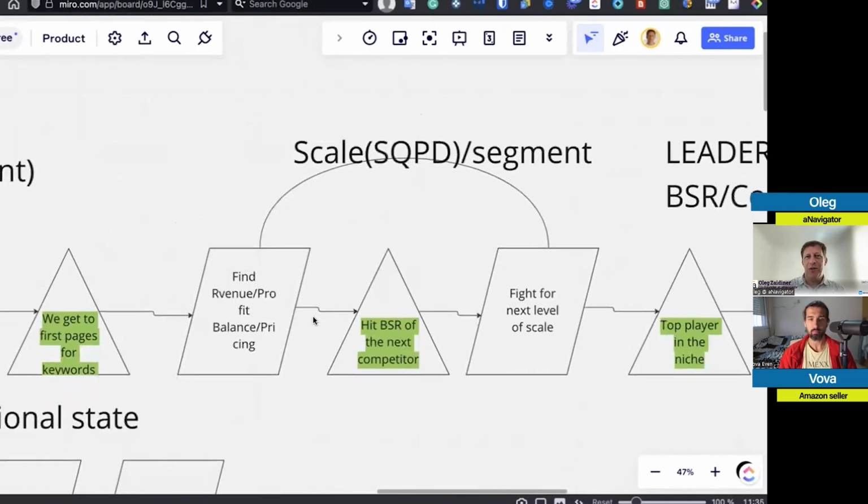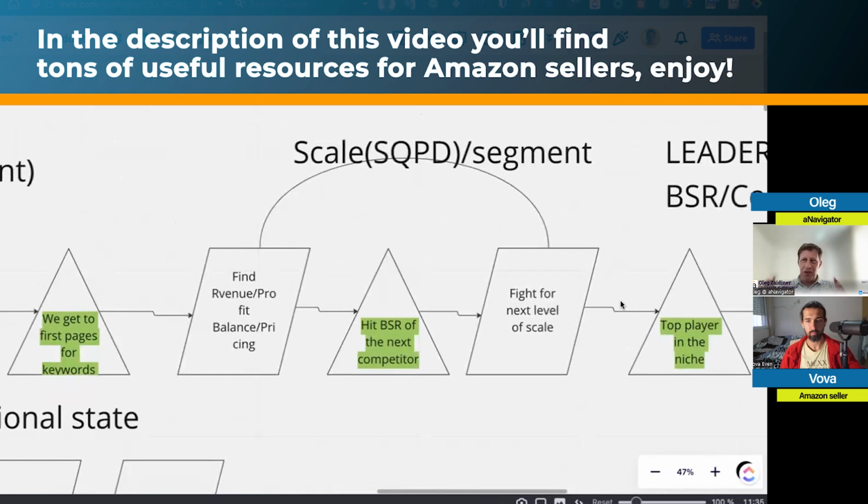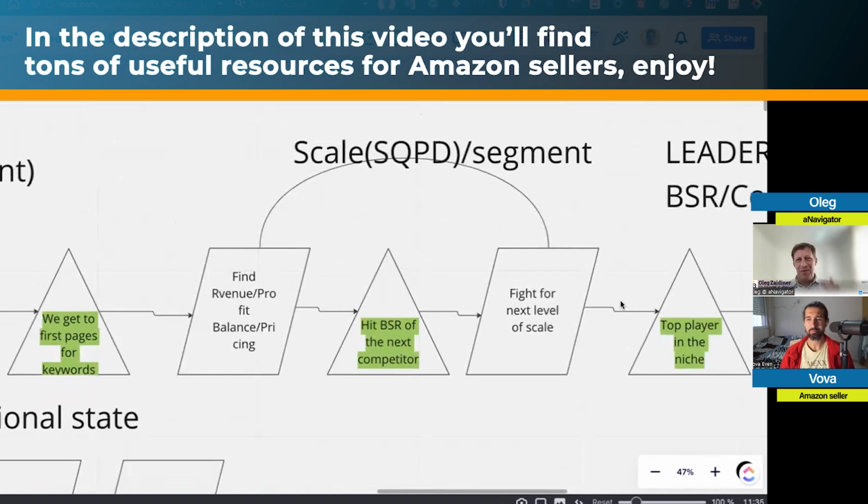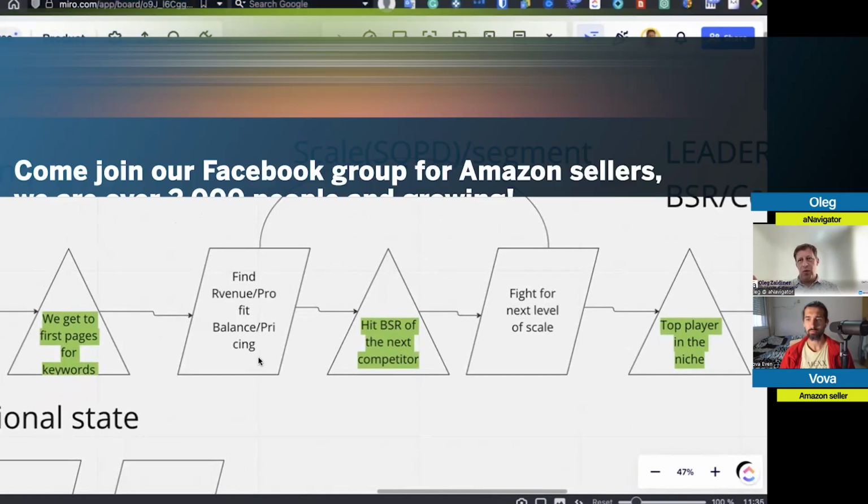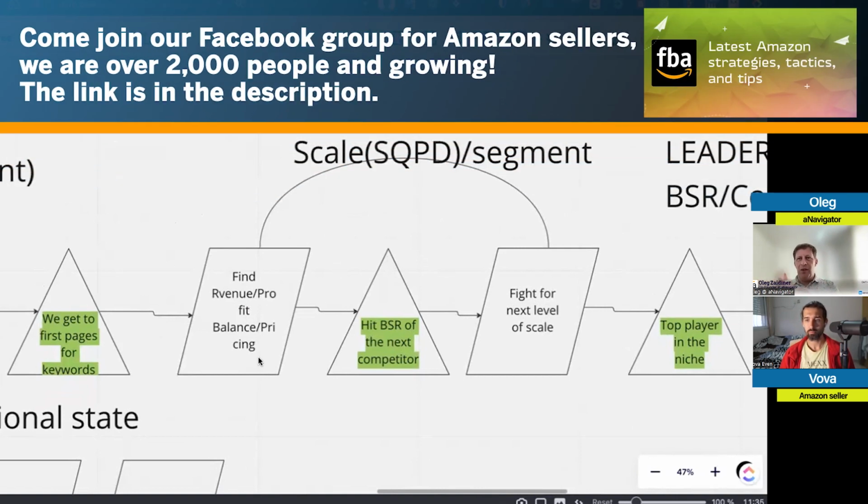Now let's get to the next stage. Actually, there are two stages, but this is number 3 and number 4 together. In general, this is scale. So if we get back to the example that we started with, the grill brush, and you were selling it on BBQ grill brush, and you get like, I don't know, 70 pieces a day, okay?